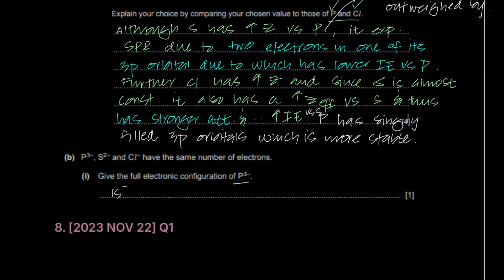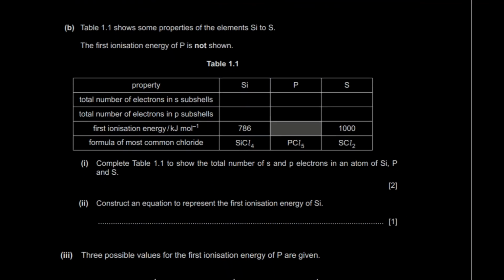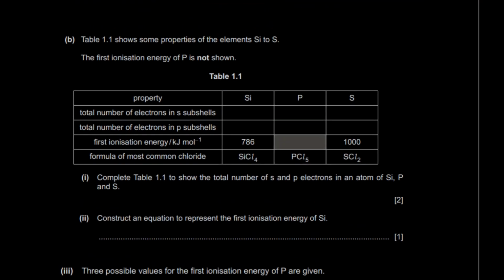The same as argon, 1s2, 2s2, 2p6, 3s2, 3p6. Khatam, khalas. Easy or mushkil? Table 1.1 shows some properties of silicon to sulfur. The first ionization energy of phosphorus is not shown. Okay. Total number of electrons in the s subshell of silicon, phosphorus, and sulfur.